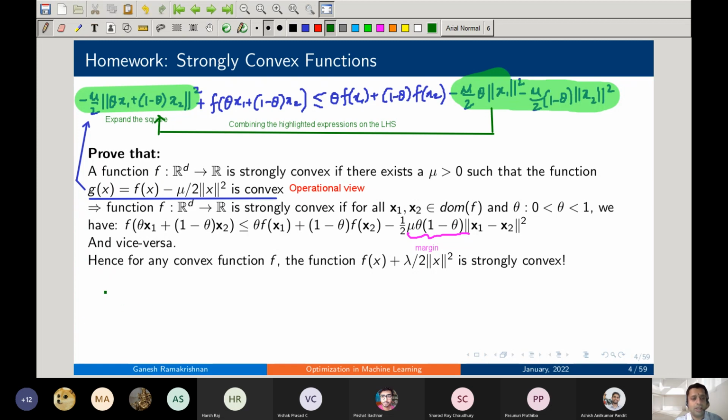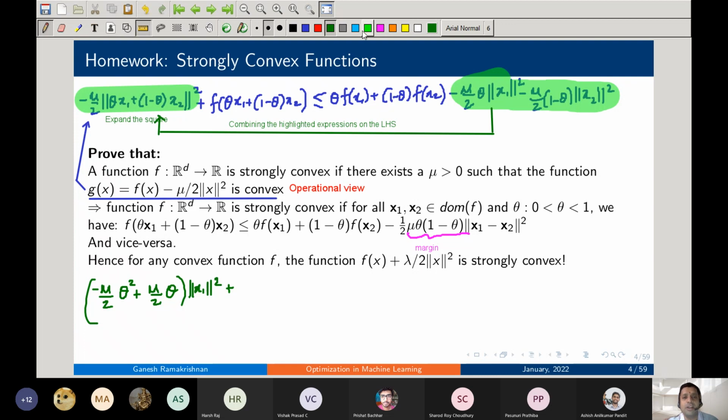So you'll have basically minus mu by 2 theta, sorry, theta square plus mu by 2 theta, the whole thing into norm x1 square. Likewise, you rearrange the terms involving 1 minus theta square into x2 square, which will have a negative term with minus mu by 2, and then you'll have plus mu by 2 1 minus theta into norm x2 square. So I'm just clubbing them together.